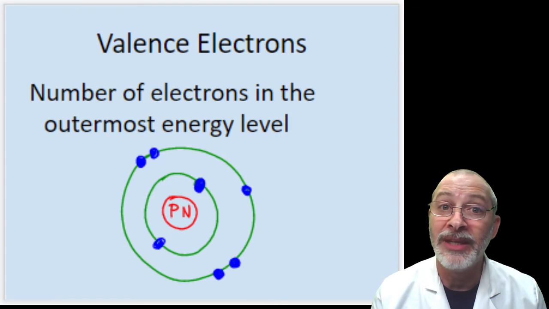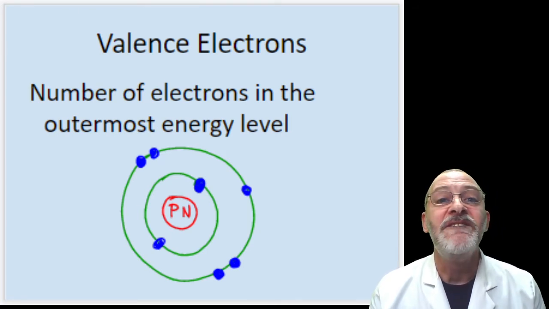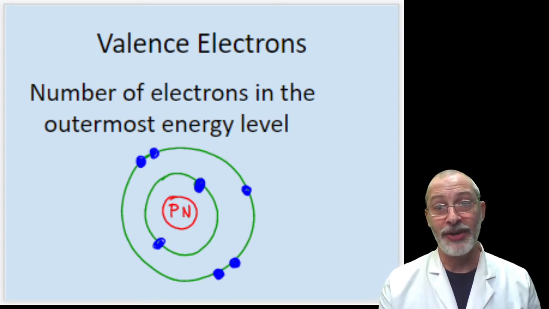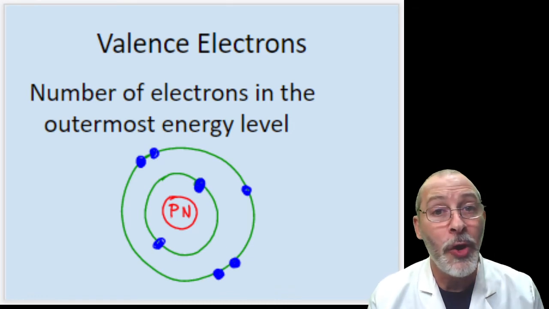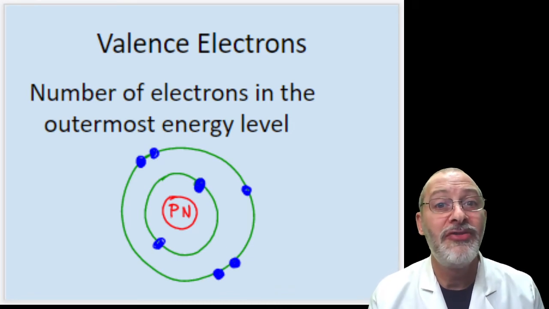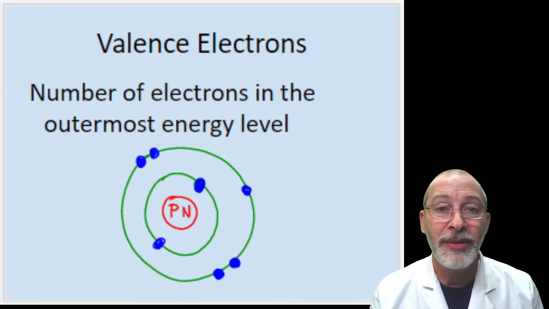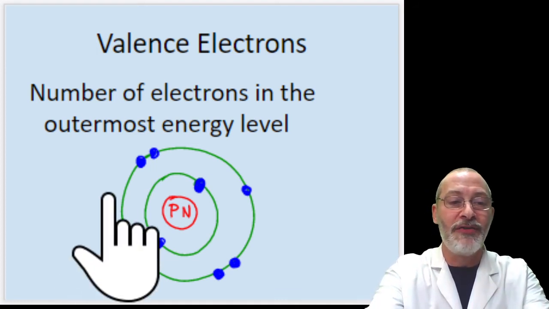And now for the million-dollar question. How many valence electrons are there in this diagram? I hope you said 5. If you didn't say 5, rewind about 3 minutes and listen to it again. But here are the 5.